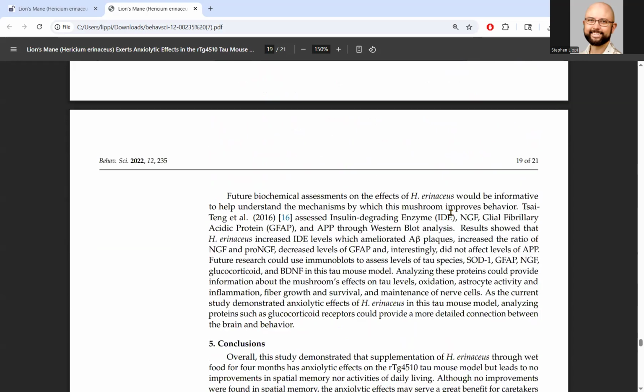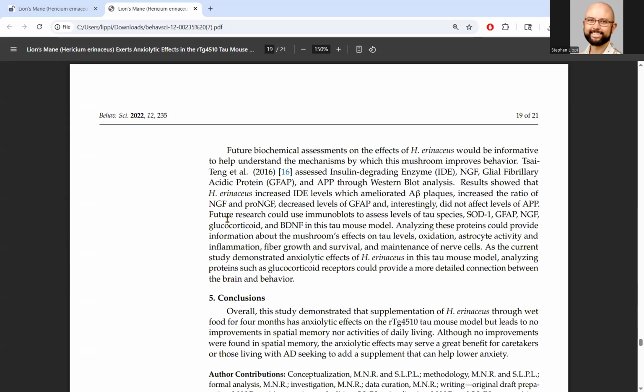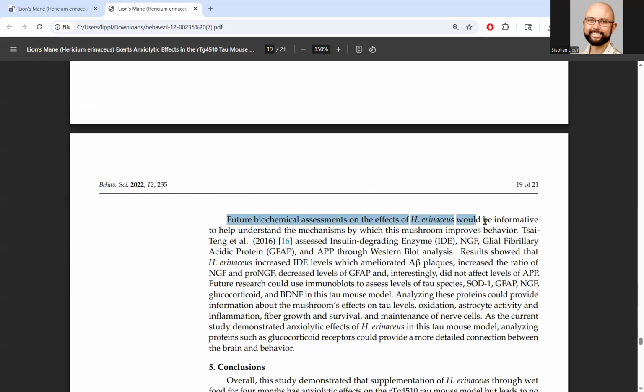And then usually at the end, again, future directions. So again, future biochemical assessments on the effects of Hericium erinaceus would be informative to help understand the mechanisms by which this mushroom improves behavior. Tang et al. assessed insulin-degrading enzyme, NGF, glial fibrillary acidic protein, and APP through Western blots. Results showed that this increased IDE levels, which ameliorated plaques. And so again, I'm stating here that other researchers have looked at the brain and they have found these certain things. So future research would be great to incorporate these.